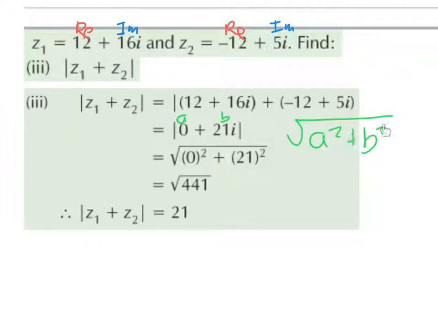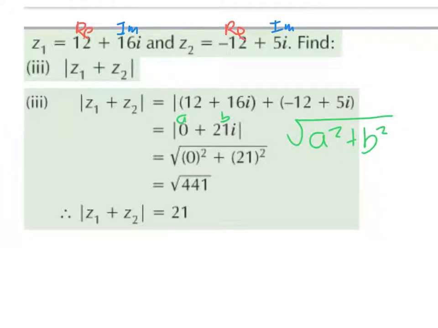So the formula for modulus is the square root of a squared plus b squared, where a represents the real part, which in this case is 0, and b represents the imaginary part, which in this case is 21. So we get the square root of a squared, which is going to be 0 squared, plus b squared, which is going to be 21 squared. Remember, we ignore the i for the modulus.